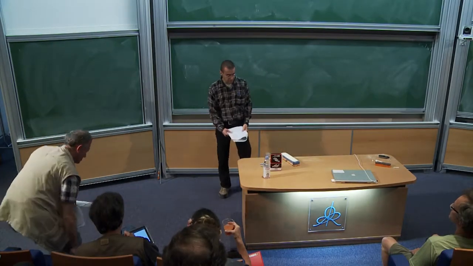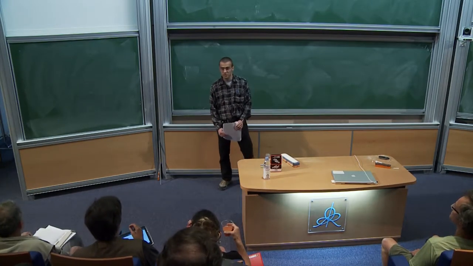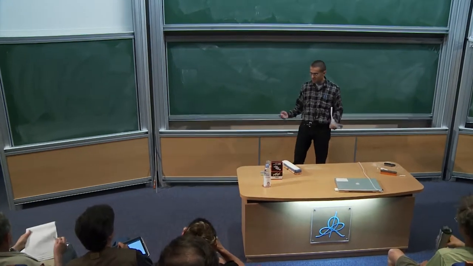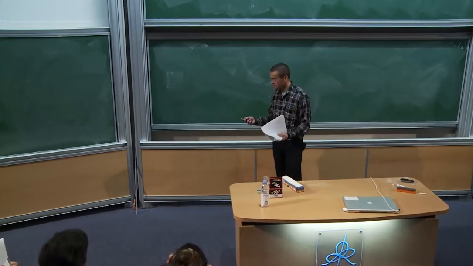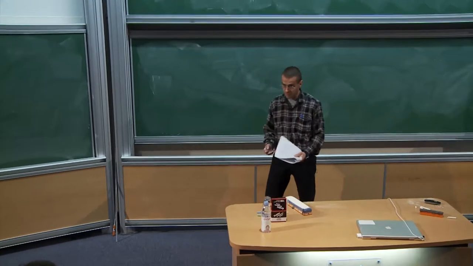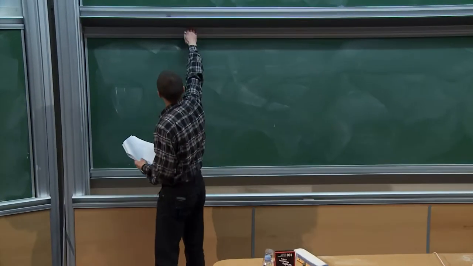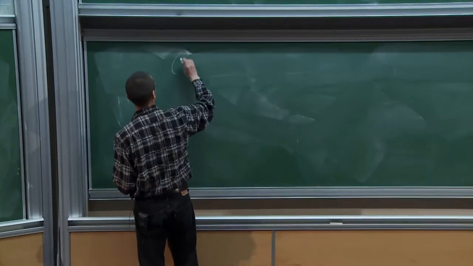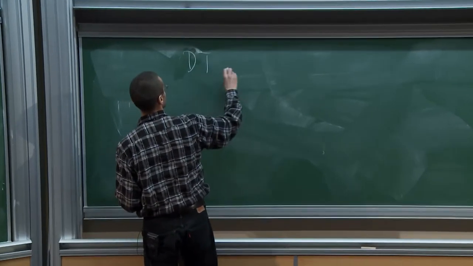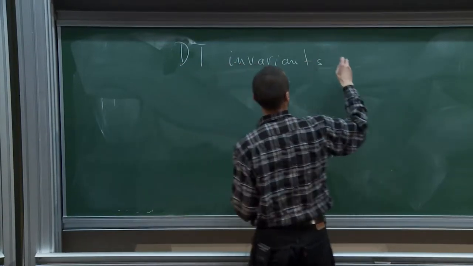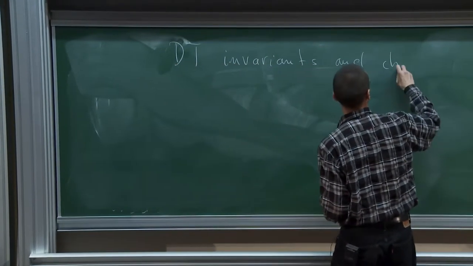Let me just say that it's a great honor for me to speak at this conference. And like pretty much everything in geometry and physics in the last 20 years, this talk will be greatly influenced by work of Maxim and Jan. So this is about the connection between Donaldson-Thomas invariants and character varieties.